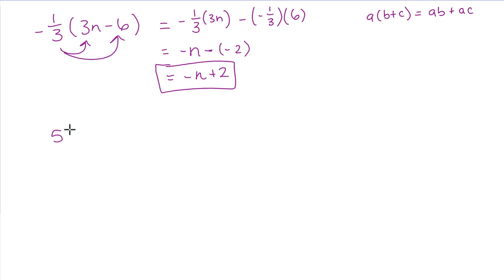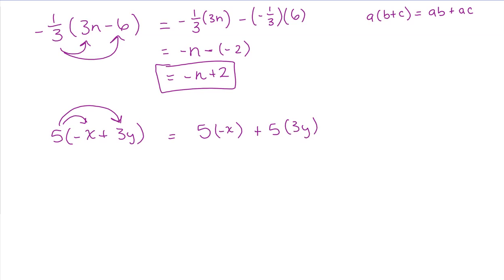Let's say we have 5 times (negative x plus 3y). Well, remember, we're doing the same thing. We're sharing this 5 with everything in these brackets. So we're going to rewrite this as 5 times negative x plus 5 times 3y. Now we're going to be able to multiply appropriately.